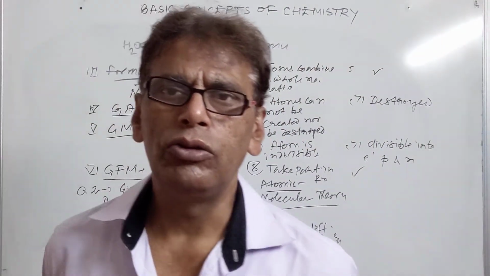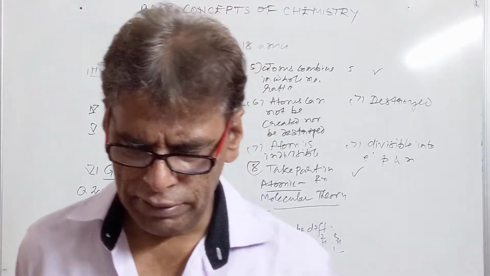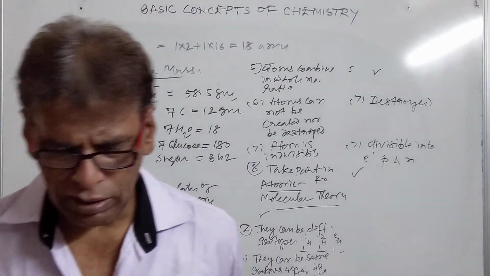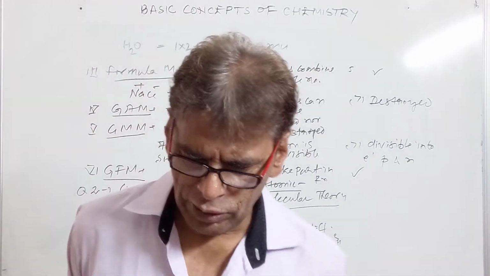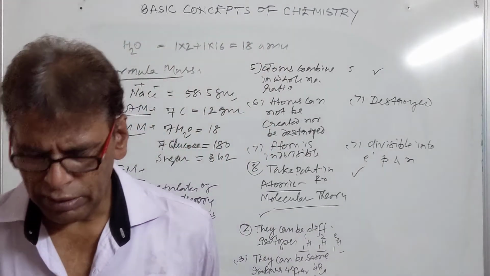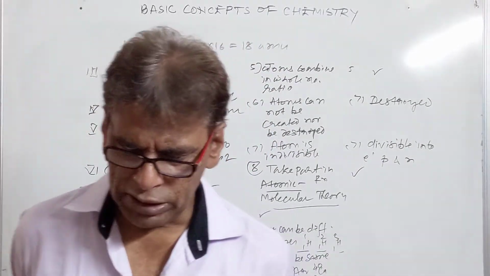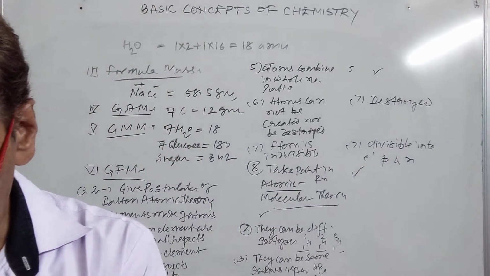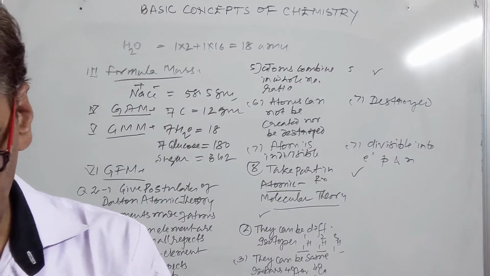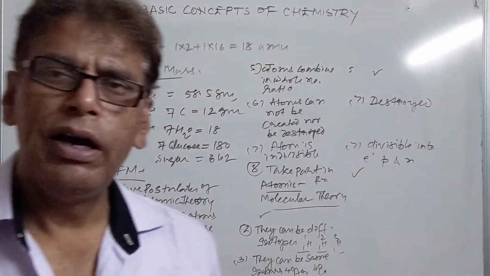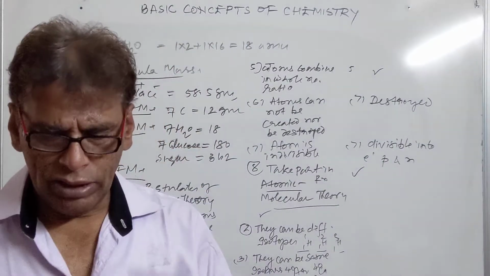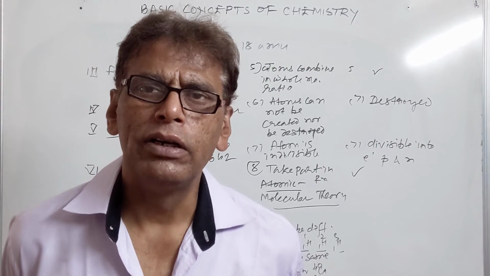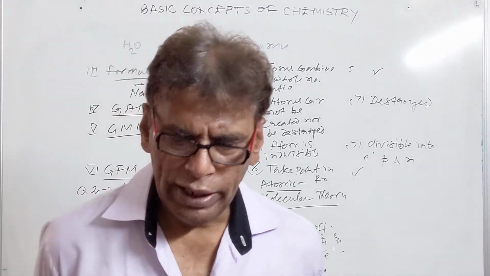So these are two theories. The first theory was given by Dalton, which is called Dalton atomic theory. The second theory was given by the combined effort of a number of scientists, Berzelius, Avogadro. They combined the postulates of Dalton and modified a few postulates and gave the next theory, which is called the modern atomic molecular theory of the atom.